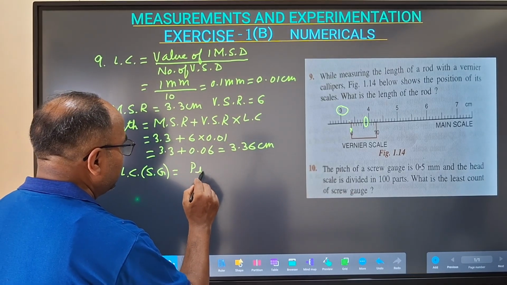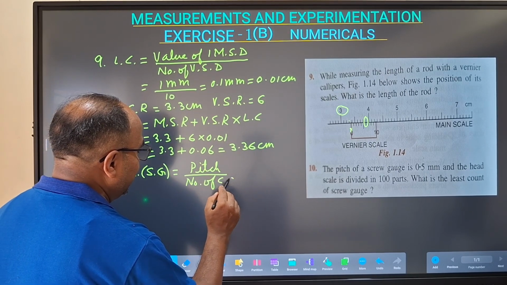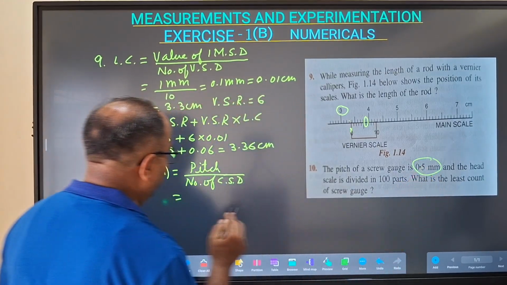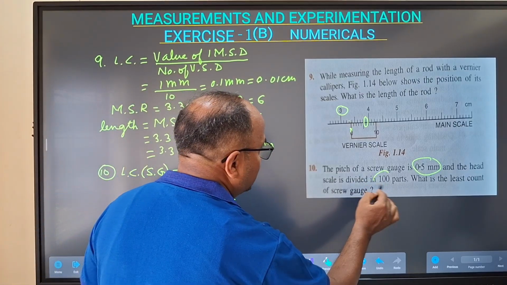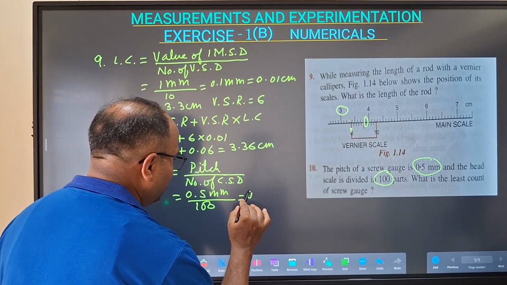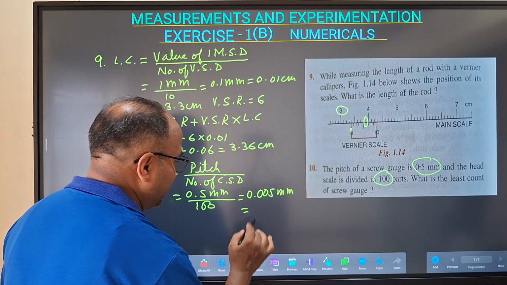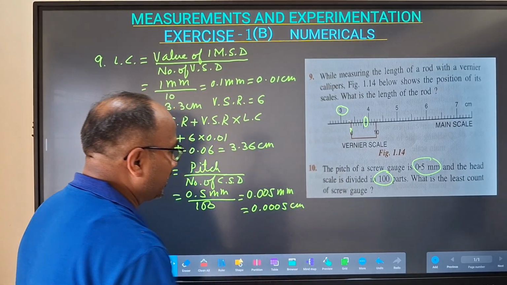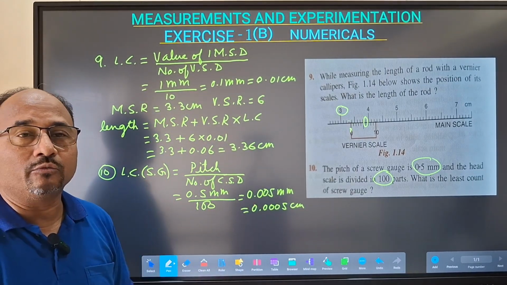Pitch divided by the number of CSD, that is circular scale divisions. So pitch is given to us here as 0.5 mm and the number of divisions is given as 100. So divided by 100, 2 decimal places will move, 0.005 mm, and if I want to bring it in centimeter, 0.0005 centimeter, that is by dividing by 10 we get it in centimeter. So we have got the 10th numerical also done.